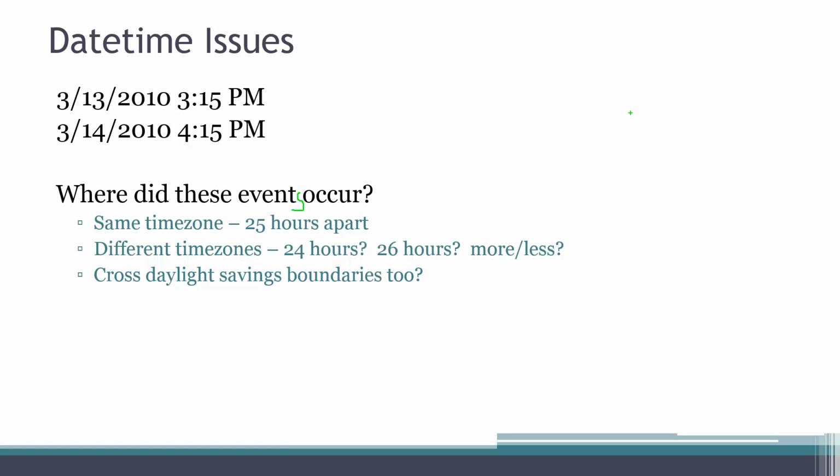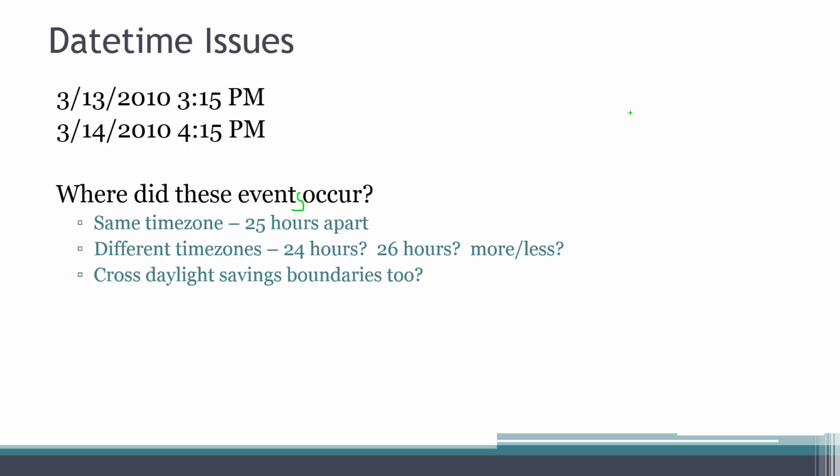If they occurred in the same time zone, they could be 25 hours apart, right? If we didn't have any daylight savings changes, then the same time zone, the same place, they're 25 hours. But if they're in different time zones, maybe they're only 24 hours apart. Both of them occurred at 3:15 p.m., but one was in a time zone that was further ahead or behind. Or if it happened in the opposite direction, it would be 26 hours apart. Or if they were more than just one time zone apart, it would be more or less than that. And again, as we saw in the previous slide, you also need to take into account whether or not it crossed daylight savings boundaries.